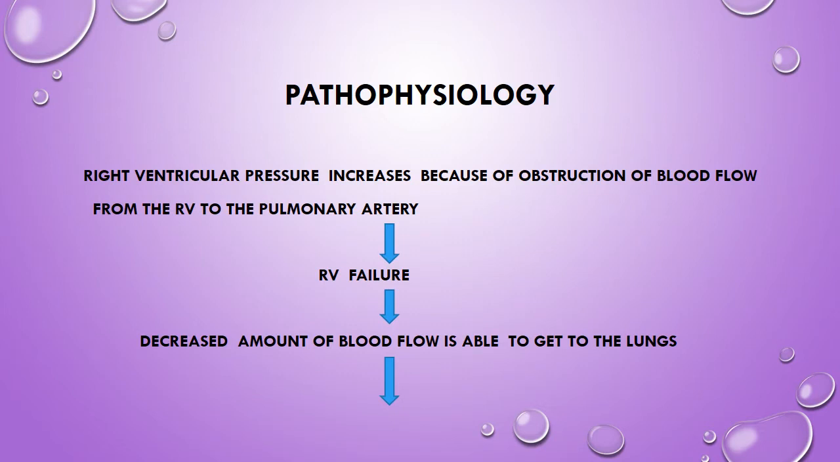So the right ventricle gets overloaded, the right ventricle hypertrophies, and the right ventricle goes into failure. As a result, a decreased amount of blood is able to get to the lungs. Only a little amount of blood will be flowing to the lungs, which causes increased exertion and may result in cyanosis.